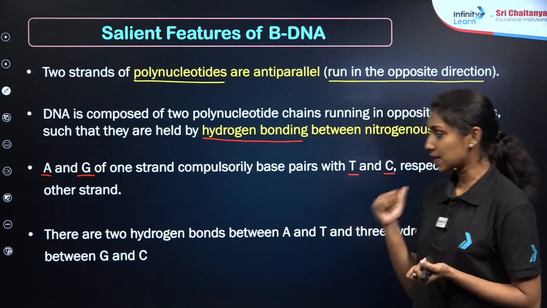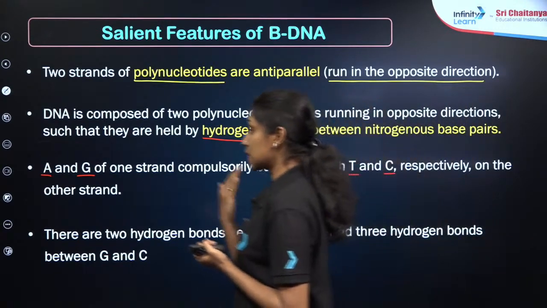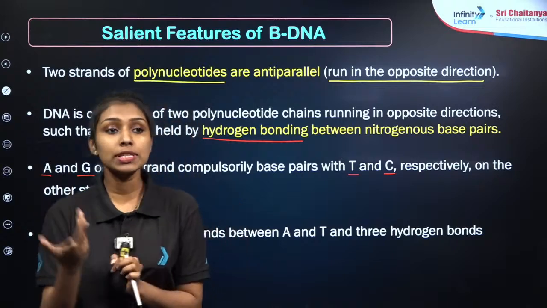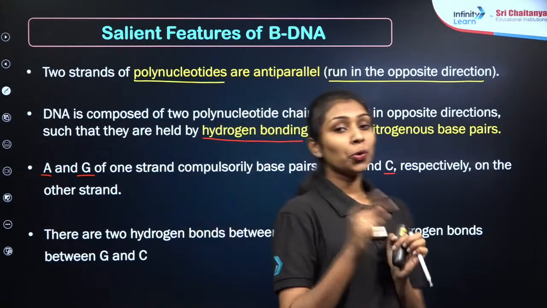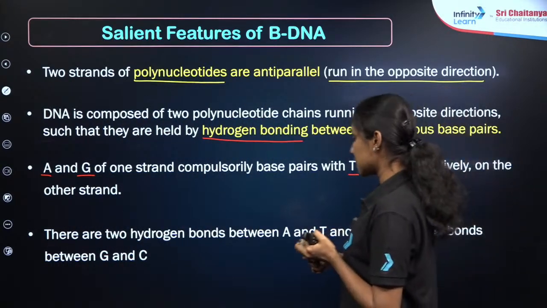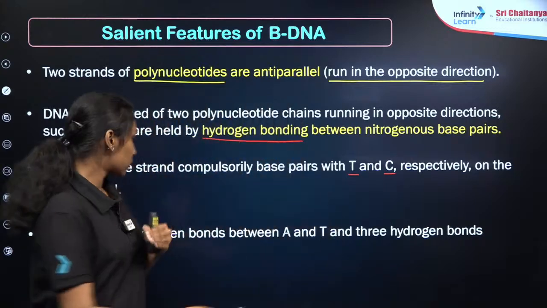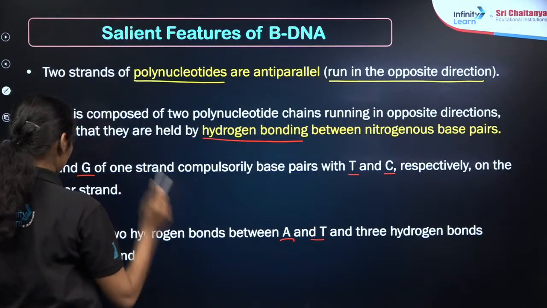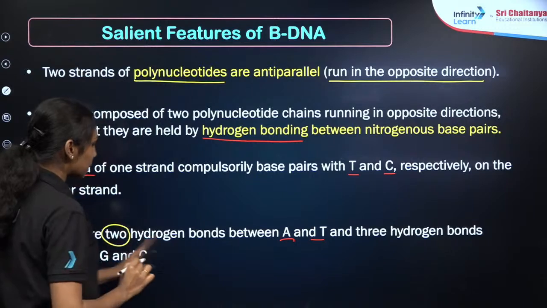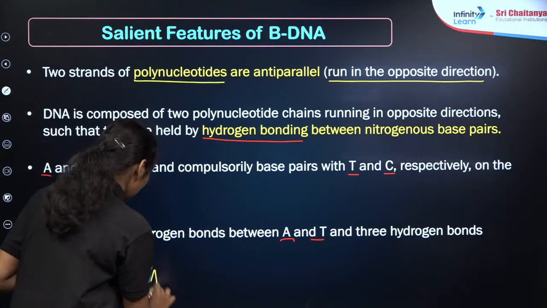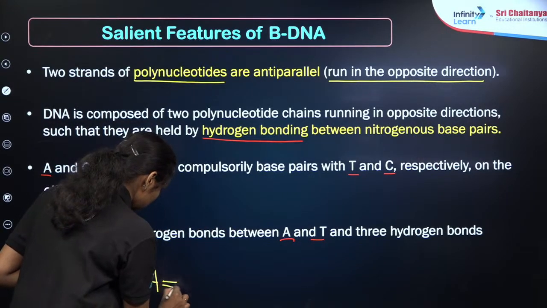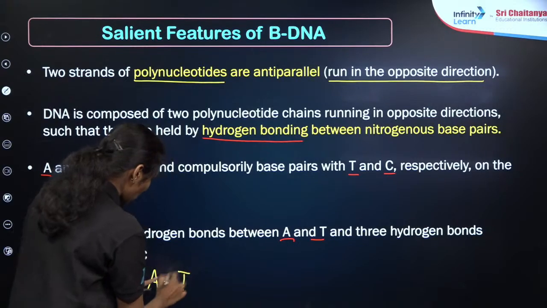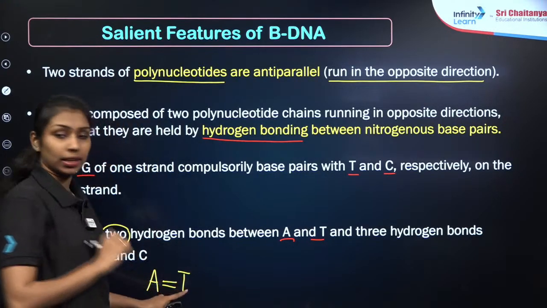Now the next question arises: how are these nitrogenous base pairs combining, and how many bonds are formed between them? If you take the adenine-thymine pair, adenine pairs with thymine, and there will be two hydrogen bonds between adenine and thymine. So we can represent it as two bonds.